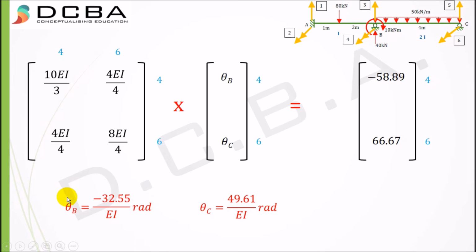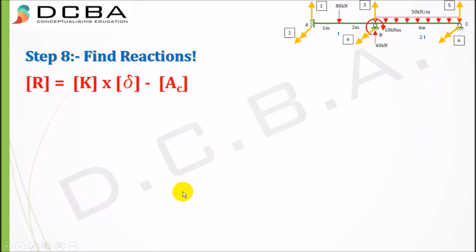Okay, now after we have found these two, that is theta B and theta C, the deflections, these are basically the unknown deflections. If you ask me the degree of indeterminacy for this, then it is 2 because we just need to find theta B and theta C, and these two we have found out. Now we need to find the reactions. Final step to find the reactions: R equal to K into delta minus AC.